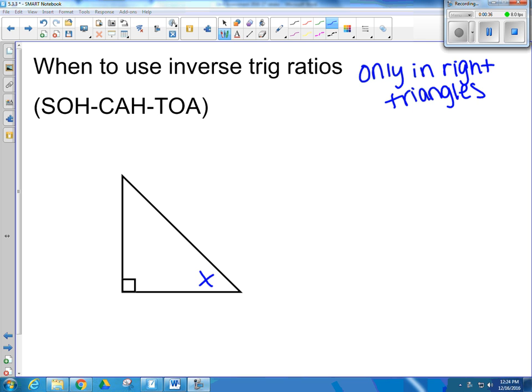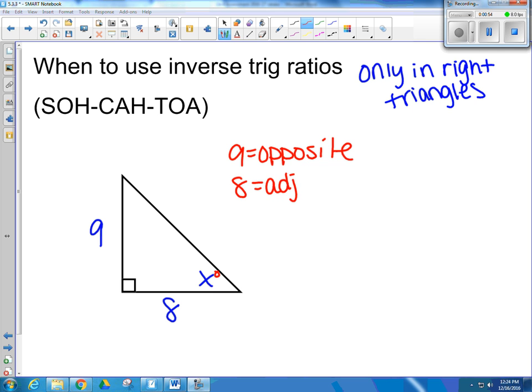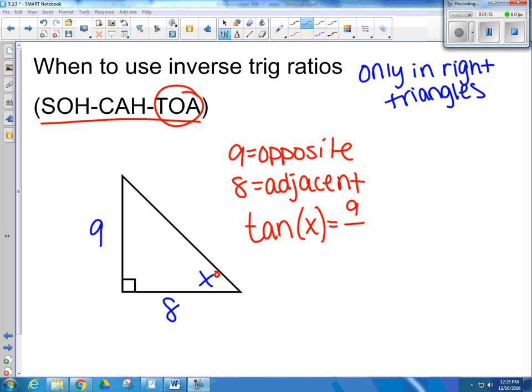So let's say I have this angle x right here. This side is 9, this side is 8. So if I did have this angle, I'd say, what is 9? 9 is opposite of that angle. And what is 8? 8 is adjacent to that angle. So then I look at the Soh-Cah-Toa over here and I try to decide which one I would use. I'm working with O opposite and A adjacent, so that would be tangent. Normally I would set this up as tangent of my angle equals the opposite over adjacent.